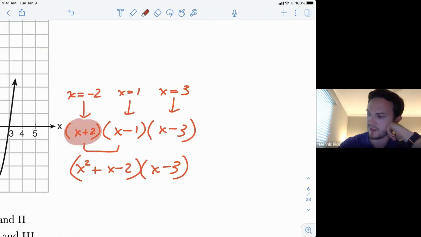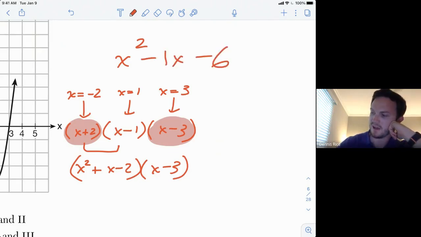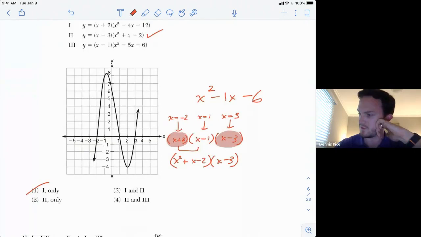So if we multiply these 2 together, and again, you could do box method here if you're more comfortable with it, I'm just kind of FOILing them out. We should get that if you multiply those 2 bubbles, which is what we don't get in choice 3. So 3 doesn't work. Oh, we still have to check 1.